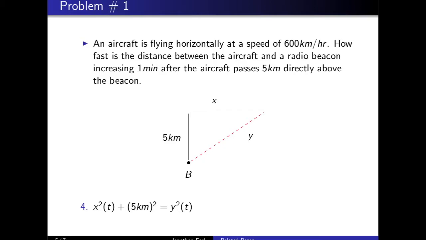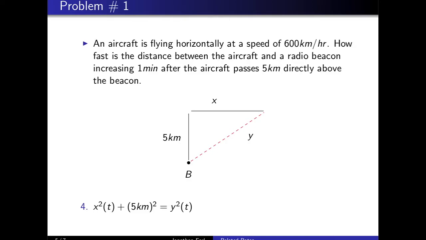Okay, so an equation that's going to be helpful in solving this problem is going to be the Pythagorean theorem. So we'll have x squared plus 5 kilometers squared equals y squared. One other very important thing to remember in these kinds of problems is that whenever you're given a constant, you can put that in at the beginning.